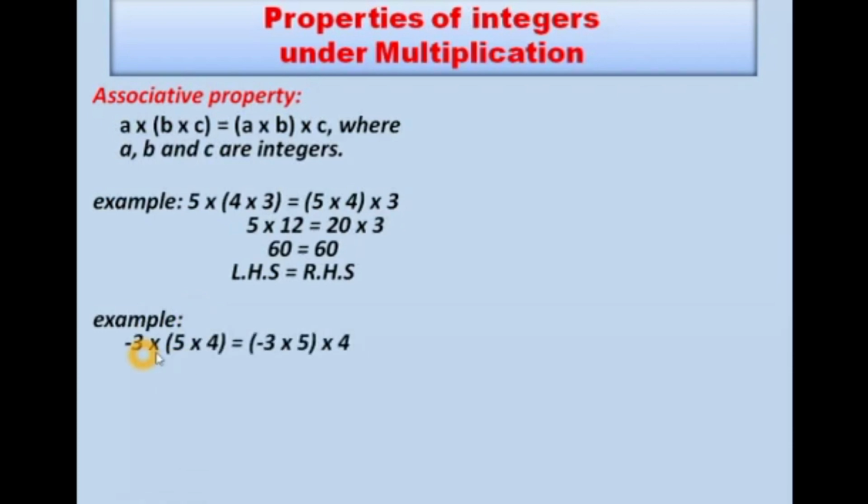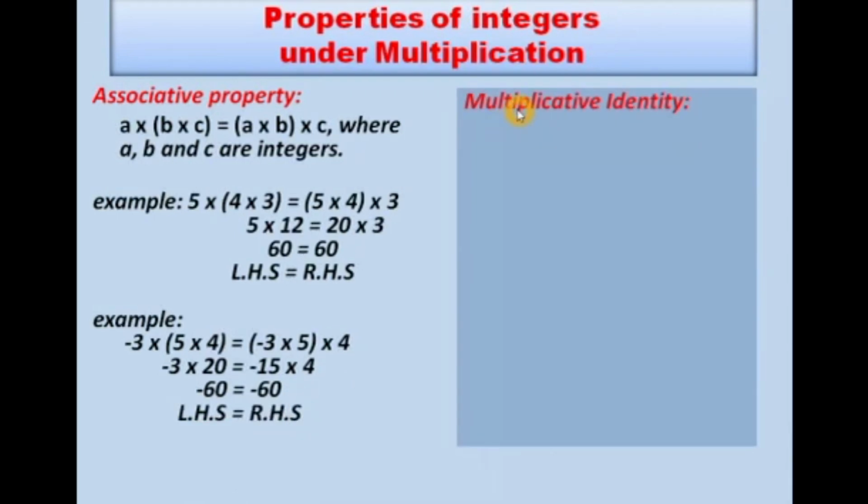Minus 3 multiplied with the product of 5 and 4. The value is equal to the product of minus 3 and 5 multiplied with 4. 5 4s are 20. Again multiplied with minus 3. Minus 3 into 5 is minus 15. Again multiplied with 4. Minus 3 into 20 is minus 60. Minus 15 into 4 is minus 60. Here left hand side is equal to right hand side.